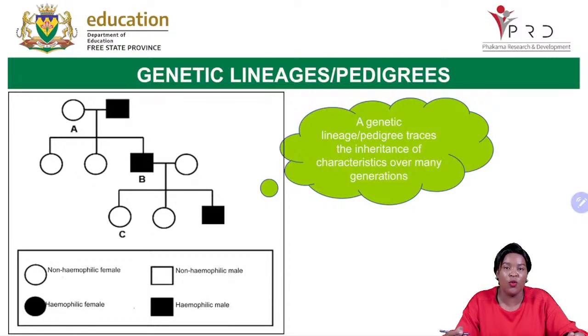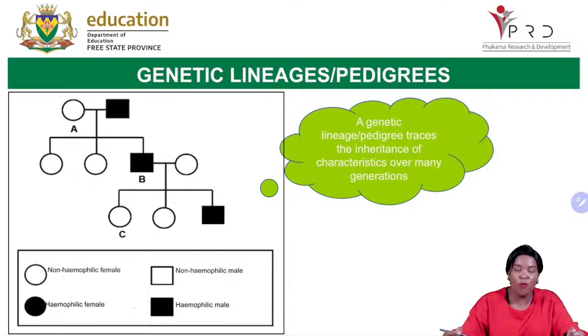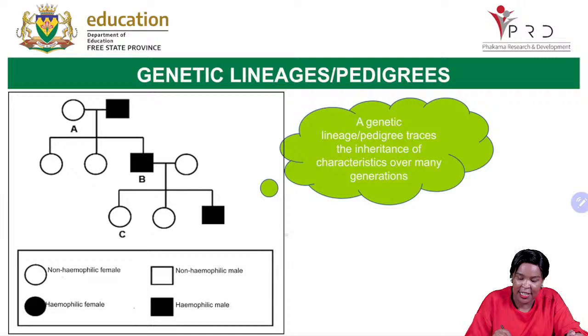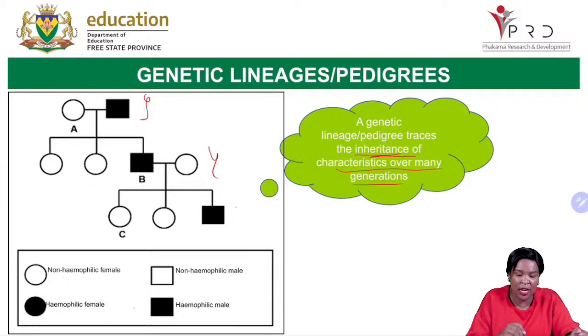Genetic pedigrees, this is where you must get a lot of marks. You must be able to interpret a genetic pedigree, because a genetic pedigree is the one that traces inheritance of characteristics over many generations. So you must be able to tell us that this was the first generation, second generation, then be able to tell us which one is the males, which one is the females, which ones are affected, which ones are not affected by the disease. So be able to read that information.